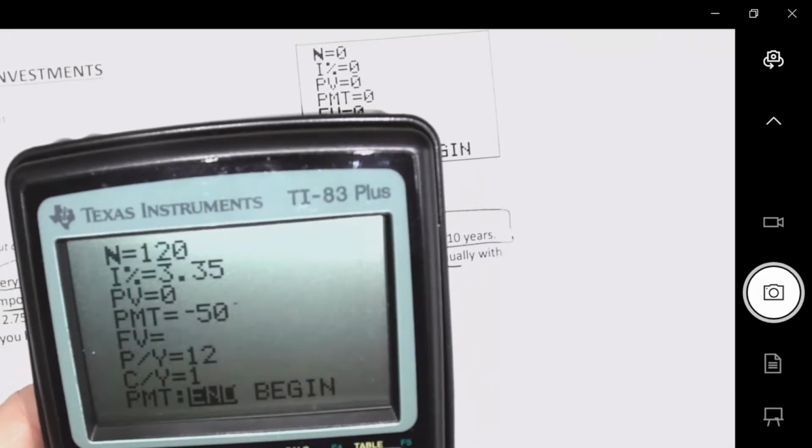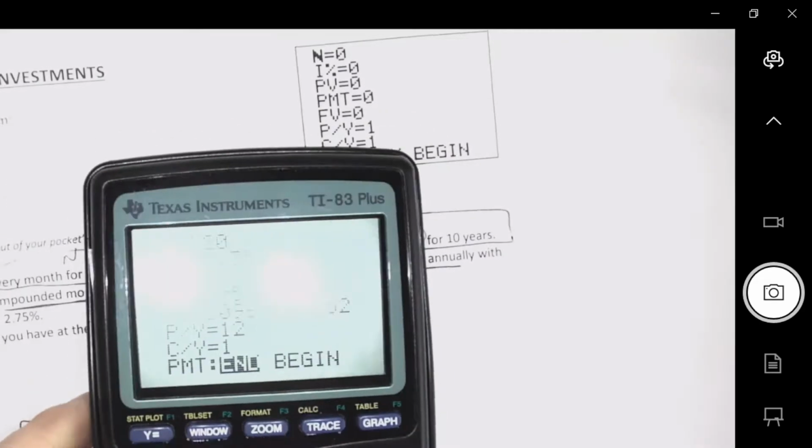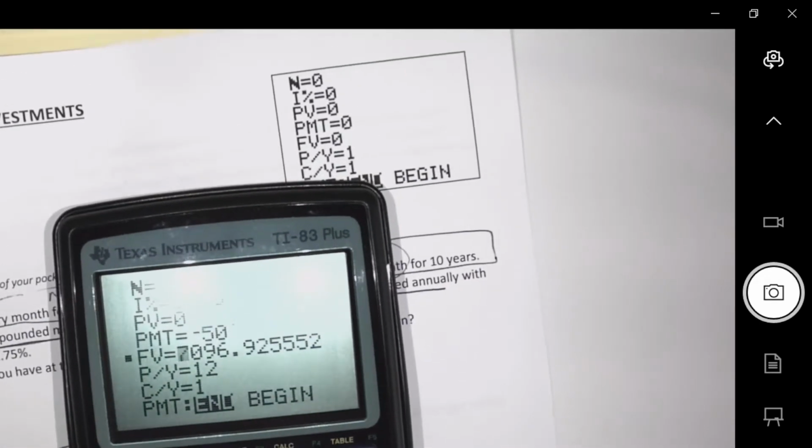And then hit alpha, solve. So alpha, enter. Your mouse isn't moving? Can you just hit alpha? Alpha? Oh, okay. Hit enter or something. 0, enter.